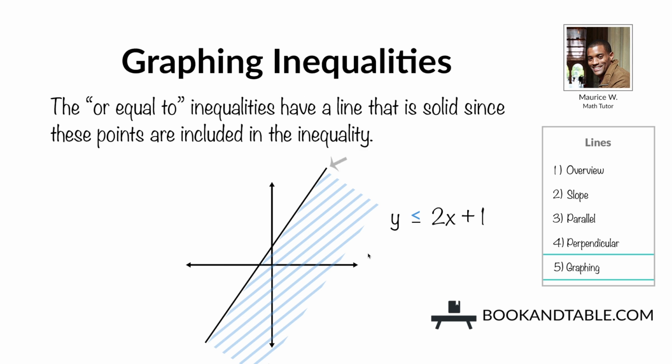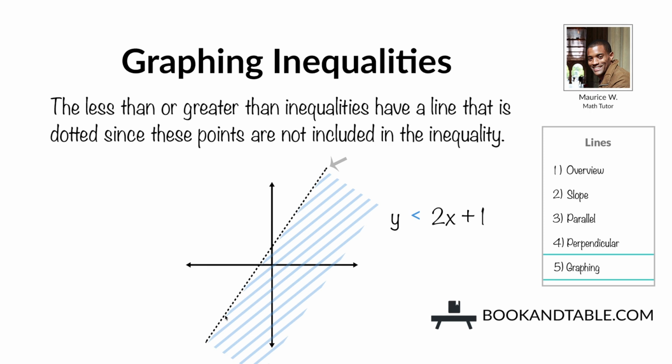Now, another thing you want to keep an eye on is the actual line when you're sketching an inequality. The or equal to inequalities have a line that is solid since these points are included in the inequality. It's or equal to, so equal to is a possibility. So all of these points are possibilities.